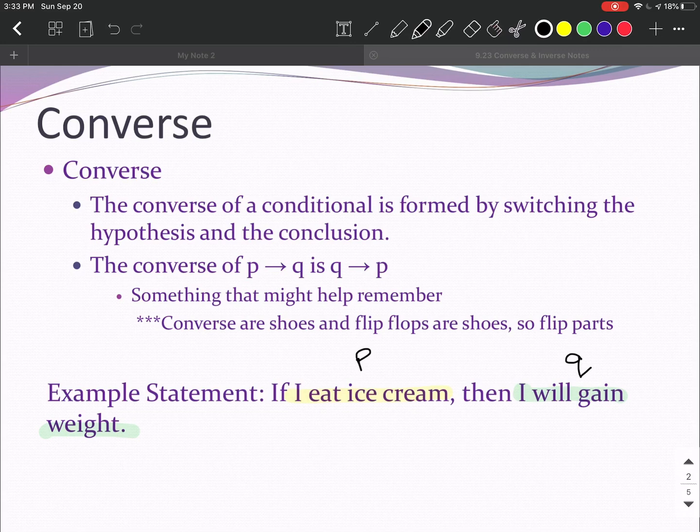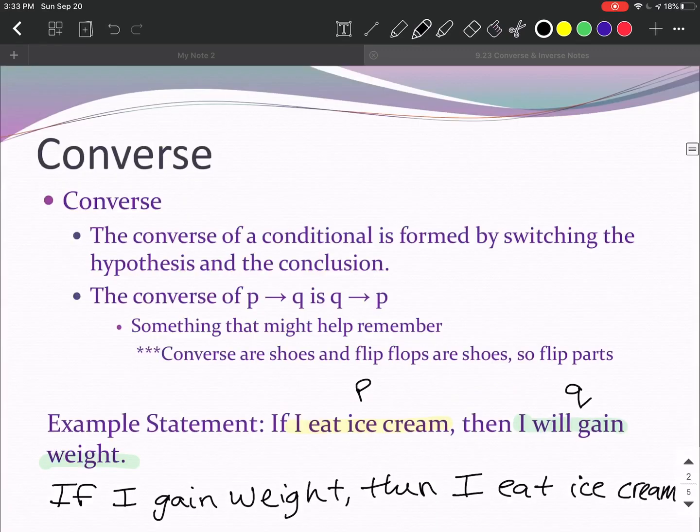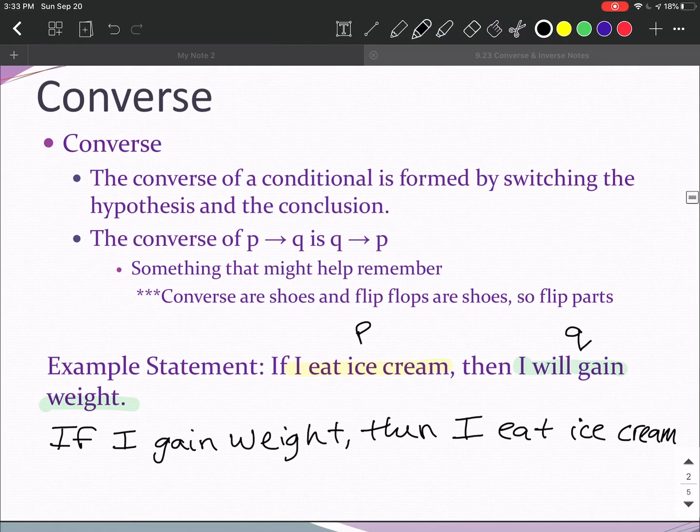So if I gain weight, then I eat ice cream. So all we're doing is flipping where P and Q is.